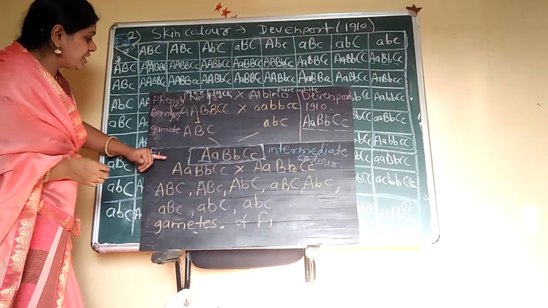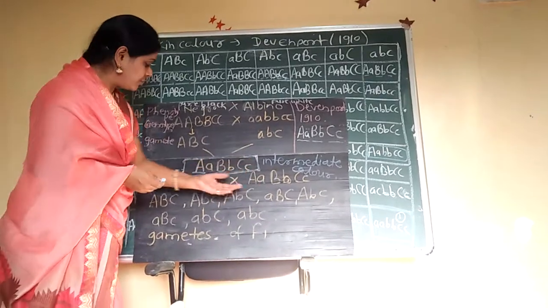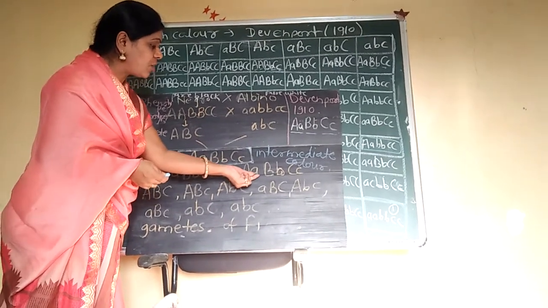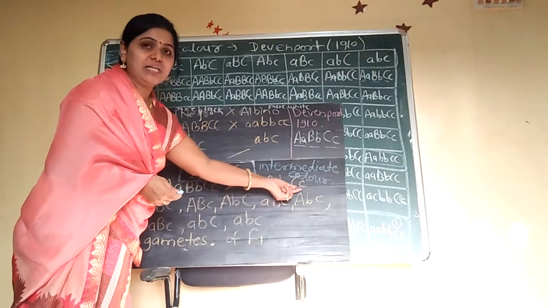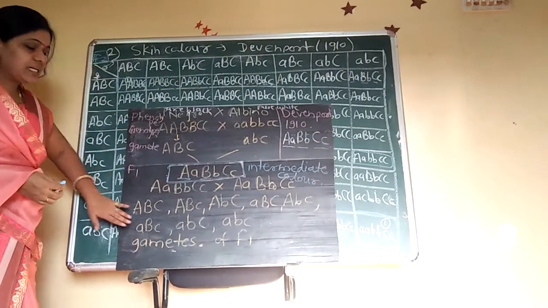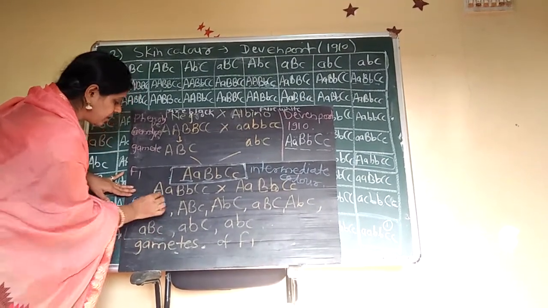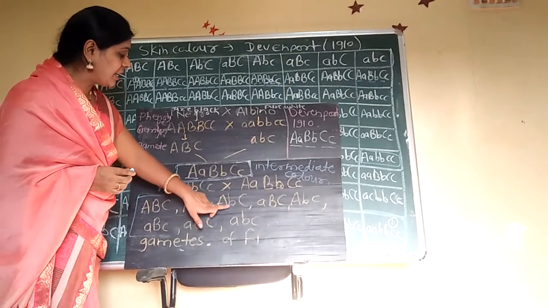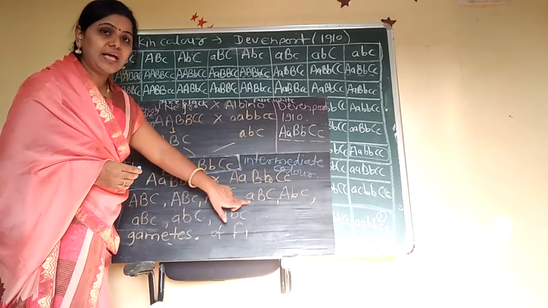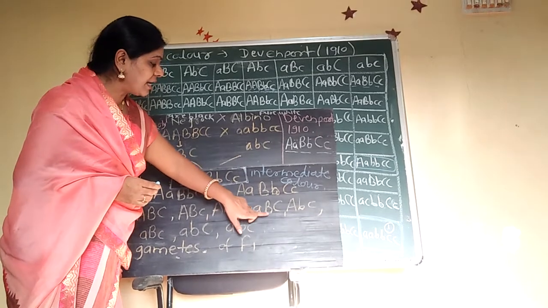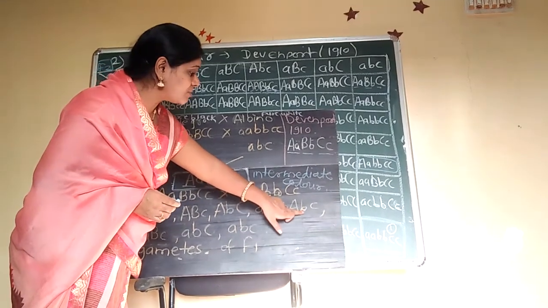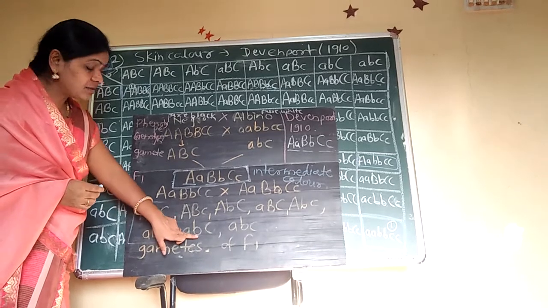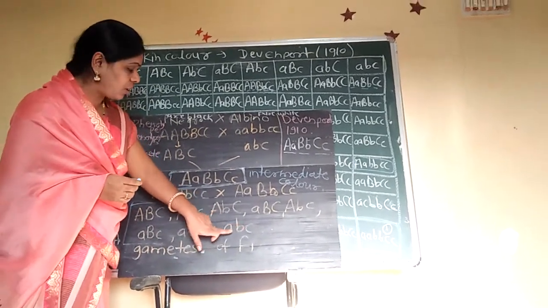When the F1 generation is selfed, capital A small a, capital B small b, capital C small c crossed with capital A small a, capital B small b, capital C small c, eight types of gametes are formed: capital A capital B capital C, capital A capital B small c, capital A small b capital C, capital A small b small c, small a capital B capital C, small a capital B small c, small a small b capital C, and the last one, all small, small a small b small c.